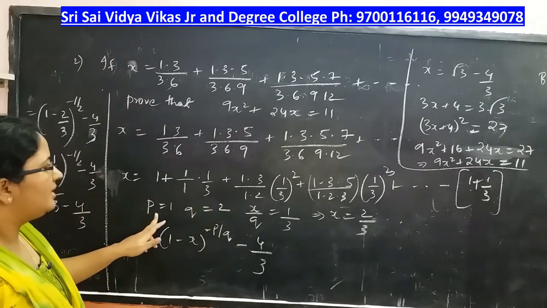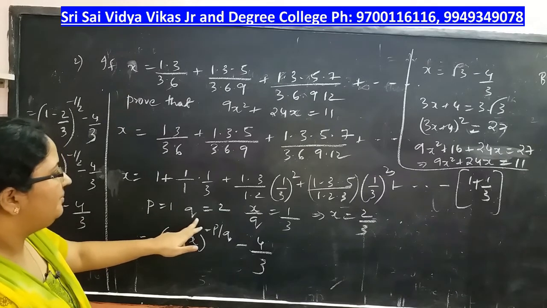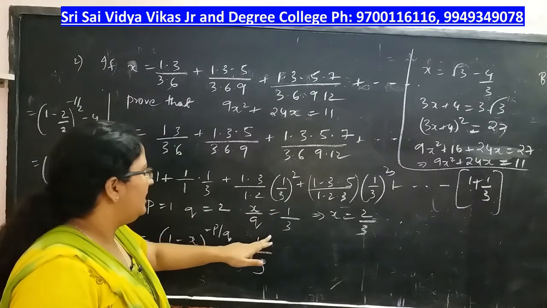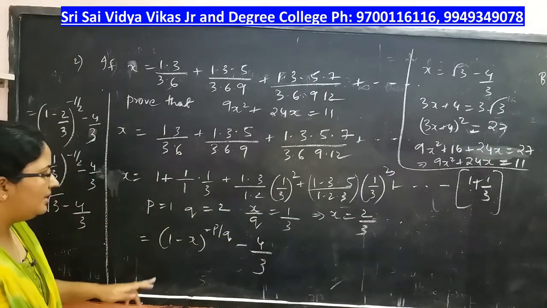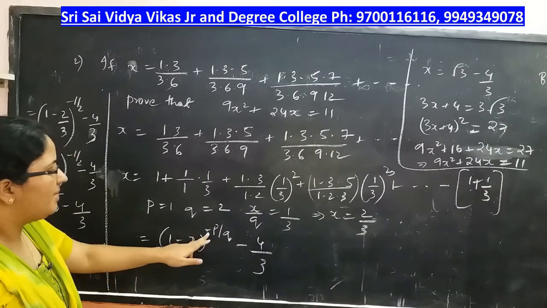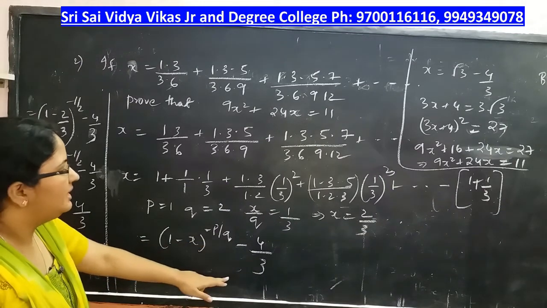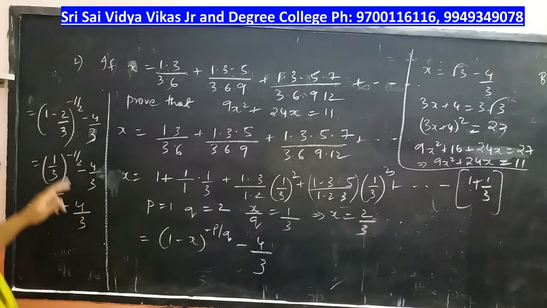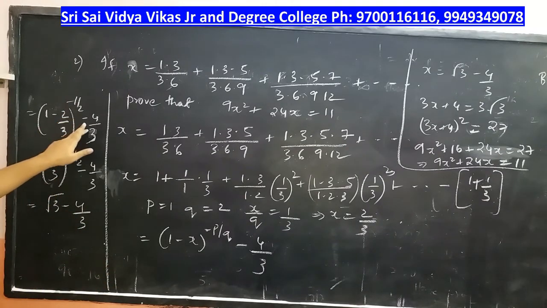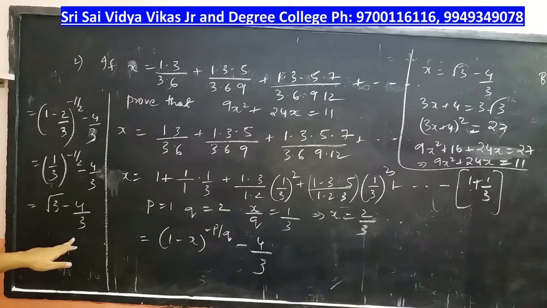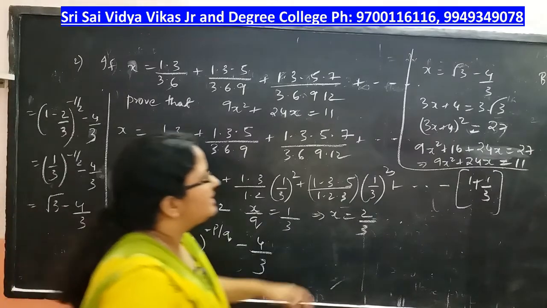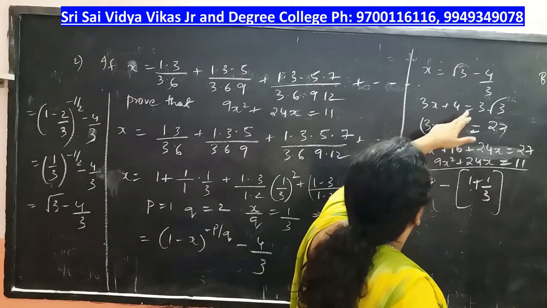Here p is equal to 1, q is equal to 2. x by q is equal to 1 by 3, x is equal to 2 by 3. Now 1 minus x whole power minus p by q minus 4 by 3. So that is nothing but 1 minus 2 by 3 whole power minus 1 by 2 minus 4 by 3. 1 minus 2 by 3 is 1 by 3 whole power minus 1 by 2 minus 4 by 3. This is nothing but root 3 minus 4 by 3. So x is equal to root 3 minus 4 by 3.